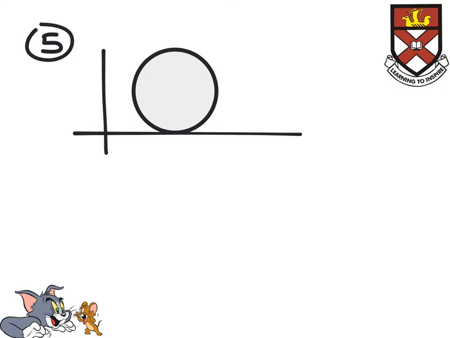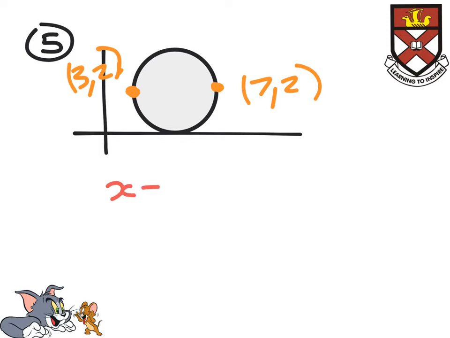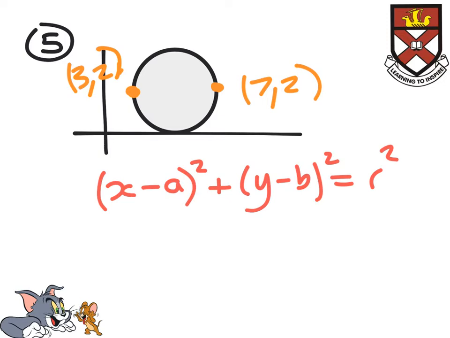Question 5, here's the circle. Now it says P has a point (3, 2), so let's call this point here (3, 2). And it also says that Q has the point (7, 2), so let's call this point here (7, 2). Now if we want the equation of a circle, remember the answer is going to be written as (x − a)² + (y − b)² = r². We need to know two things in this formula. We need to know the centre, which is your a and b, and we need to know what the radius is.